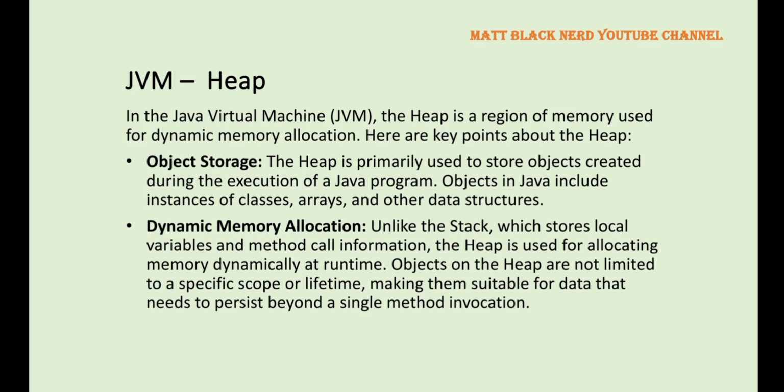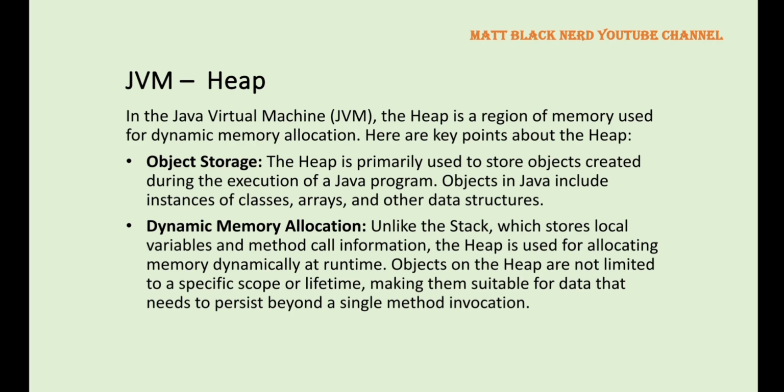JVM heap. In the Java virtual machine, the heap is the region of memory used for dynamic memory allocation. Here are key points about the heap. Object storage. The heap is primarily used to store objects created during the execution of a Java program. Objects in Java include instances of classes, arrays, and other data structures.